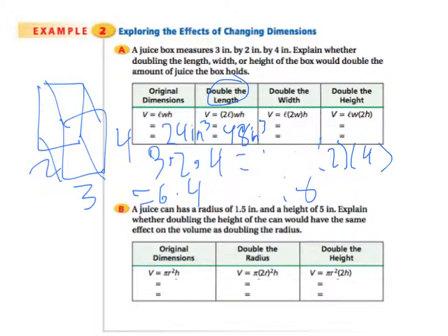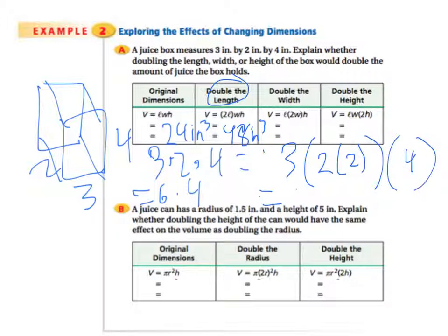Okay, let me erase this. Do the next one. The next one is going to be length 3 times 2 times 2 for the width times 4. So 2 times 2 is going to get us 4. So 3 times 4 is 12. 12 times 4 is also 48. So we get the same thing, 48.